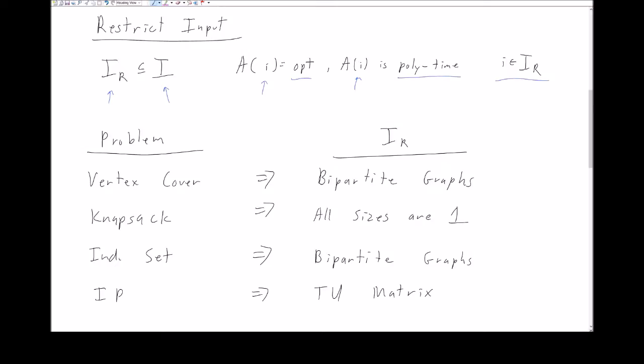We've actually seen quite a few examples of this. We know that the vertex cover problem is a hard problem, but in bipartite graphs, the vertex cover problem is actually an easy problem. If we restrict the input to the vertex cover problem to bipartite graphs only, then we can develop an algorithm that's going to return the optimal vertex cover in polynomial time. We also saw in a homework assignment that if we restrict the knapsack problem so that all sizes are exactly equal to 1, then we can solve it in polynomial time. This is again restricting the input.